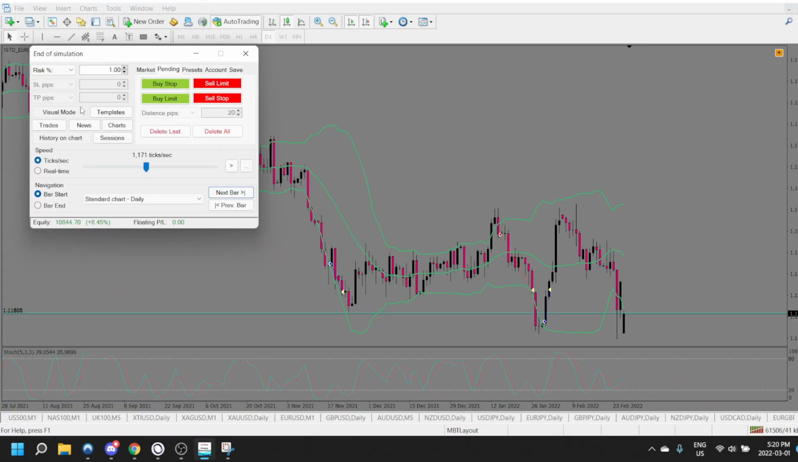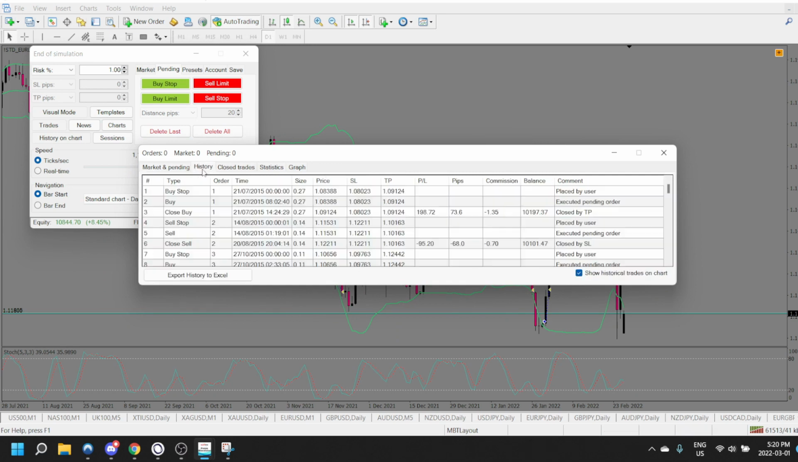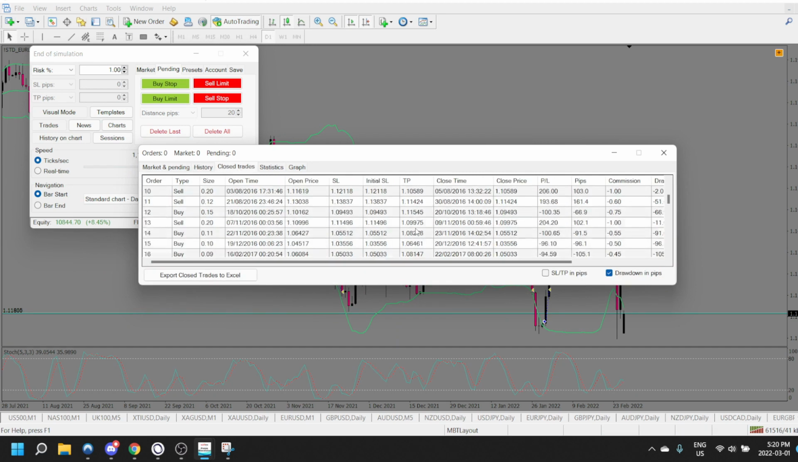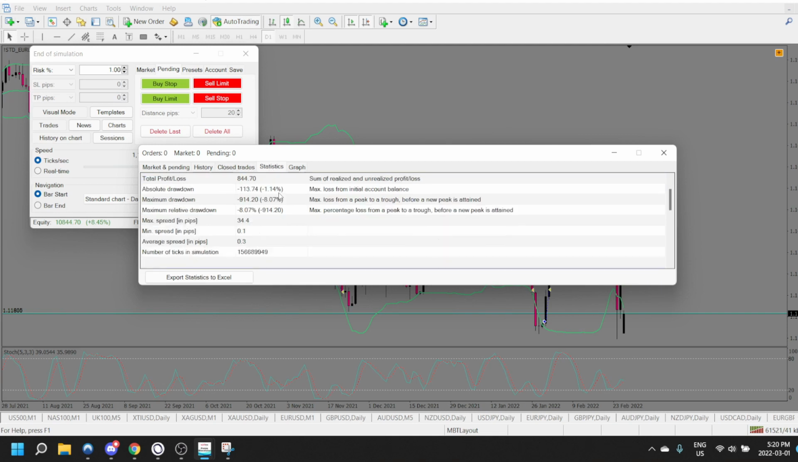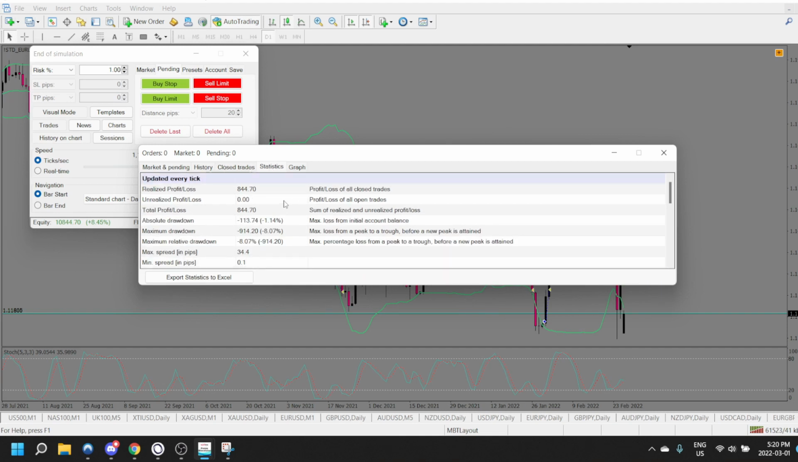Okay, we finished the backtest. Let's see how many trades we got. Overall, 8.45% out of how many trades? Closed history. How do I blow this up? Statistics. So let's look at the stats on this.